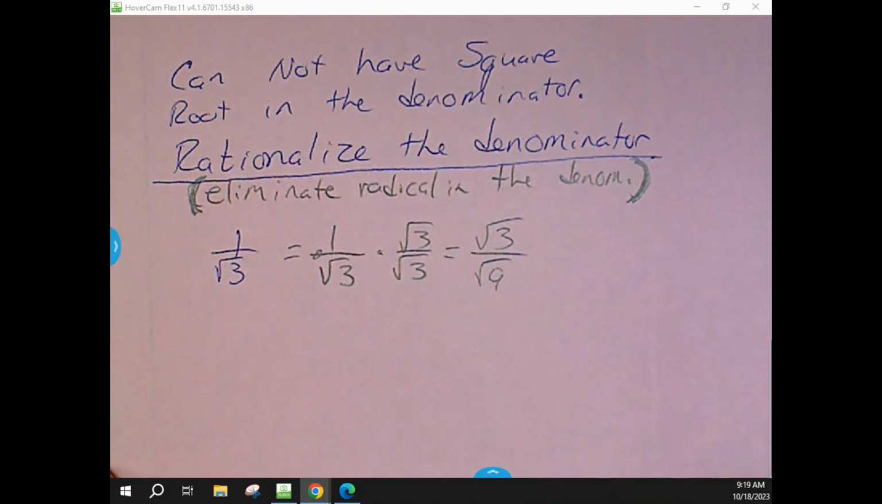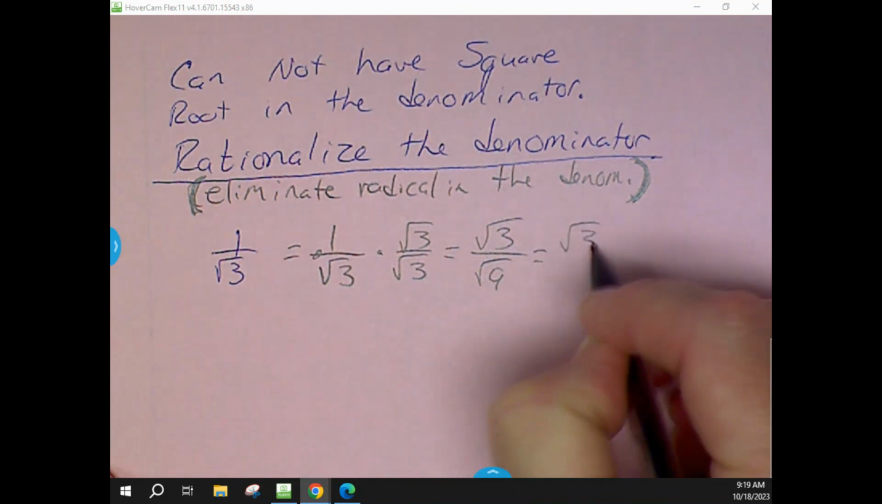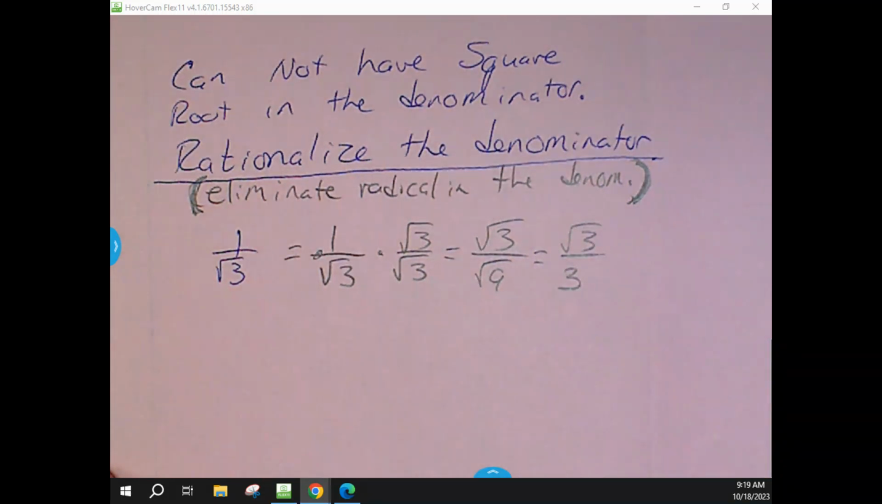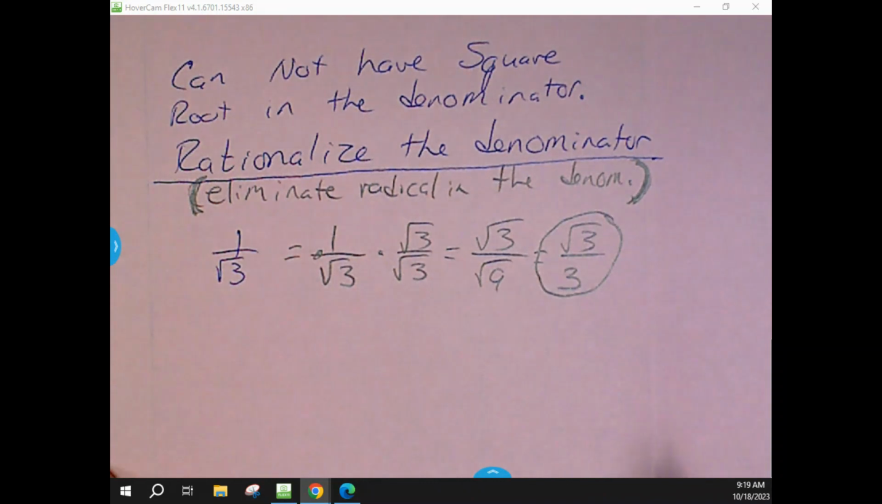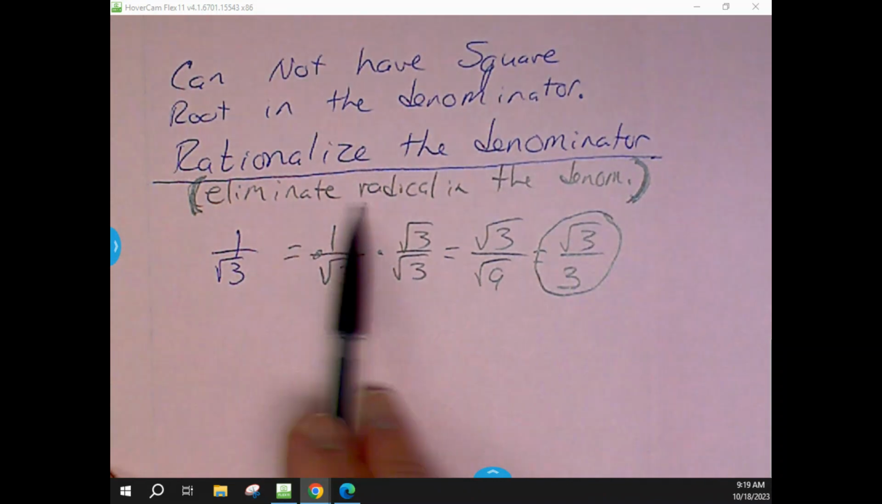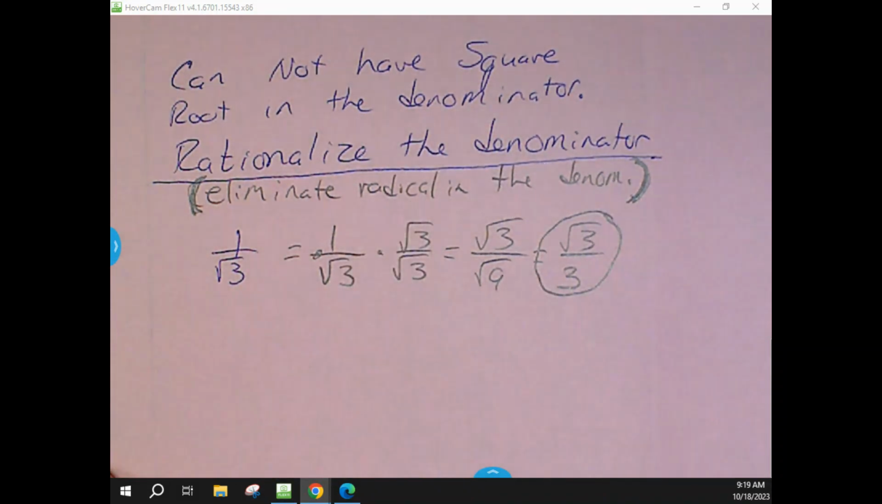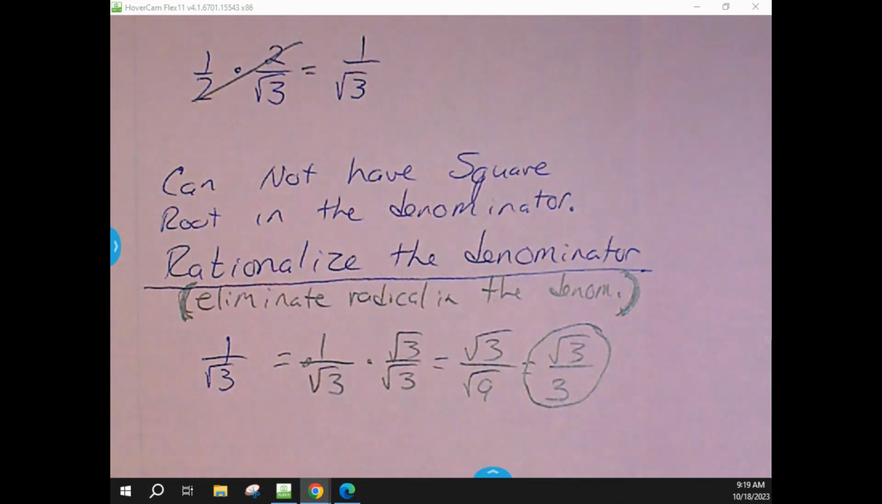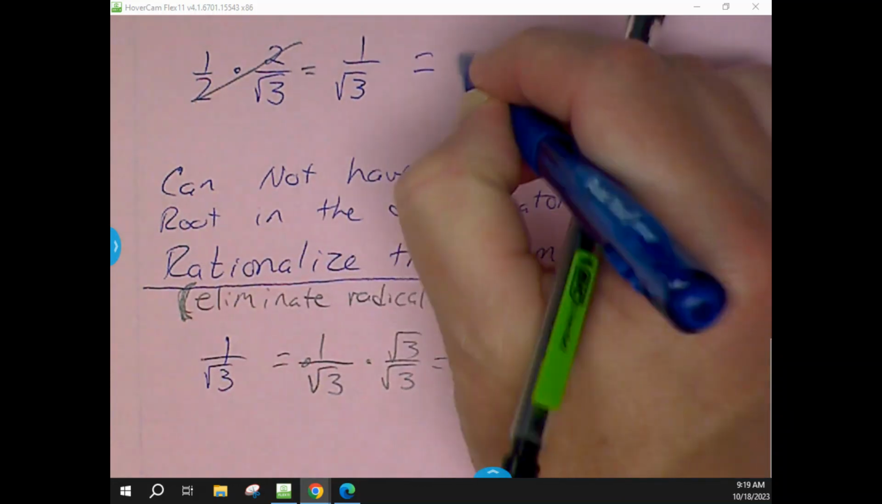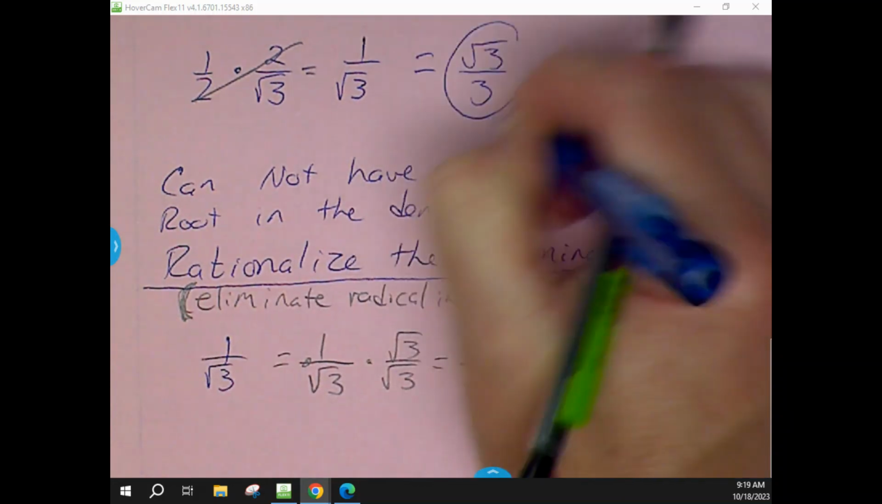The good news is on the bottom, if you do that on the bottom, it gives you square root of 9. But what's the square root of 9? Just 3, right? There you go. So that's your answer where it's rationalized because you don't have a radical in the denominator. Okay, so final answer for this one is we're going to do square root of 3 over 3 for this answer.